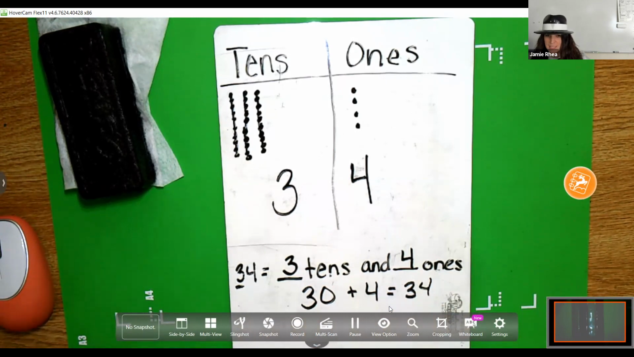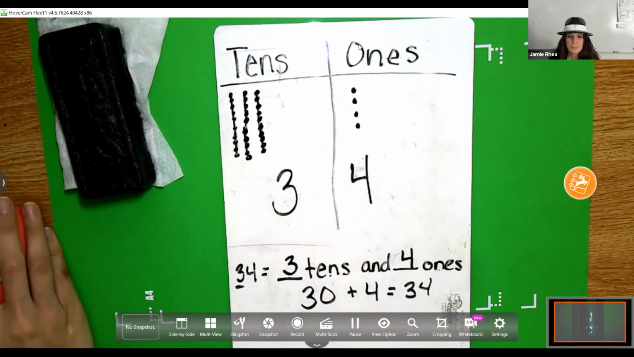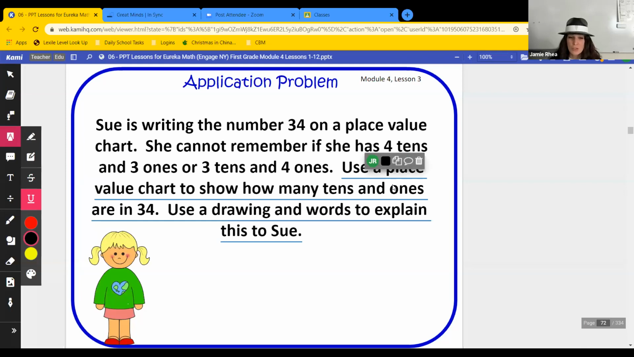Okay, so let's see. Did we solve what it was asking us to do? Let me share back again. Sorry, I clicked the wrong button. There we go. Did we use a place value chart to show how many tens and ones are in 34?